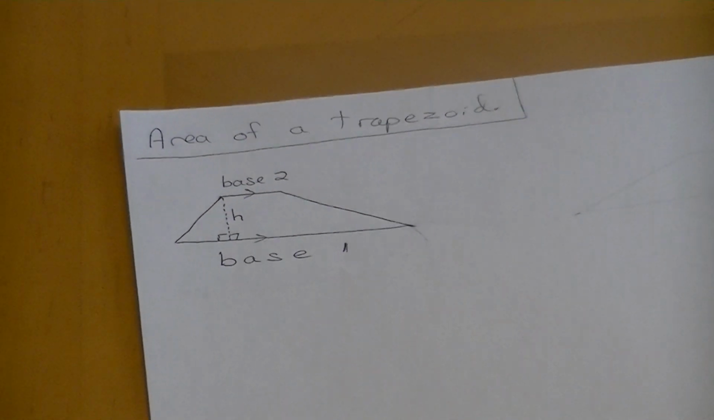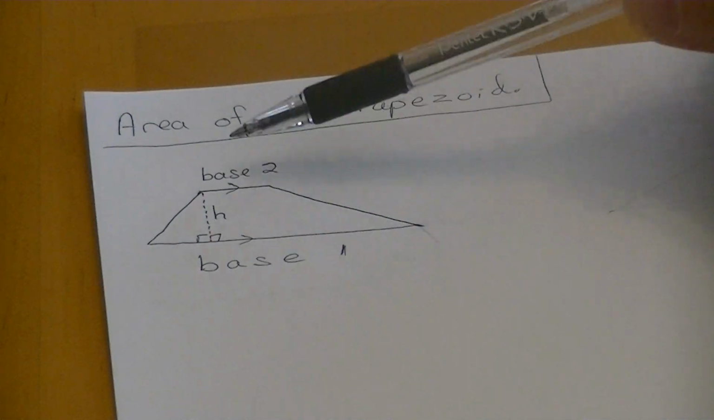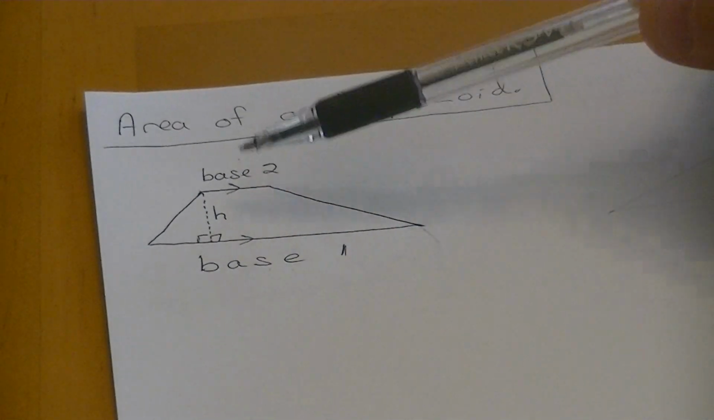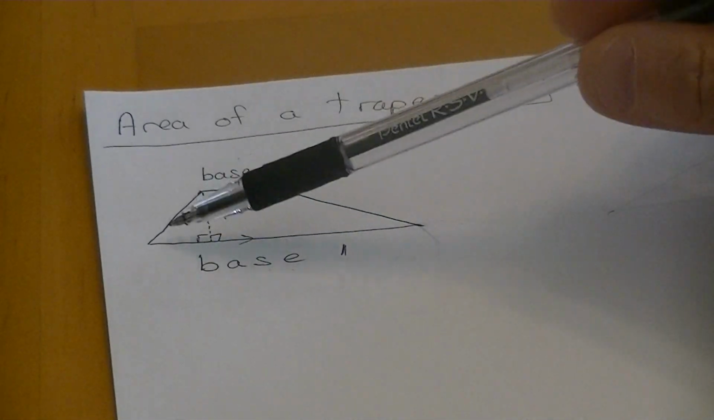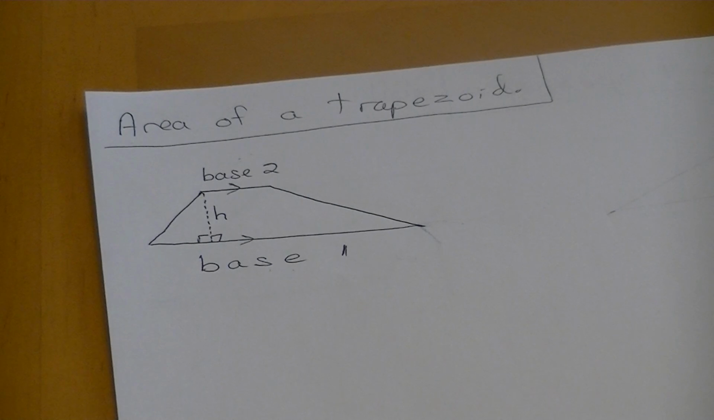trapezoid. Same thing, if you want to challenge yourself, hit the pause button. Can you figure out how we could get the area of a trapezoid if we know the length of the two bases, which are the parallel sides, and if we know the height? So if I told you this was 10 and this was 4 and this was 3, can you figure out how we'd know what the area is?